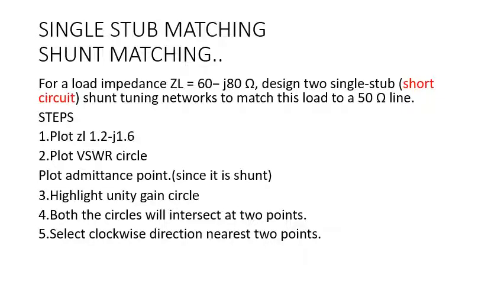After that, we will be highlighting the unity conductance circle. I hope you remember that is a dark, solid circle which we have on the right hand side, whose circumference always passes through one point, the center point, the match point. When you plot the unity circle and the VSWR circle, you find both the circles are intersecting at 2 points. So in the clockwise direction, you will be selecting the nearest of the 2 points.